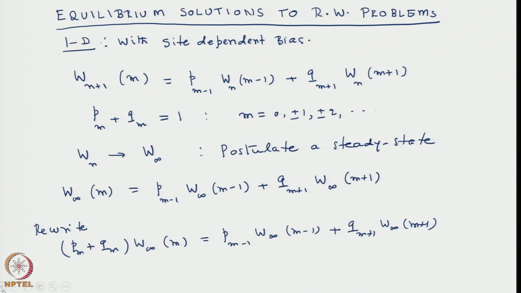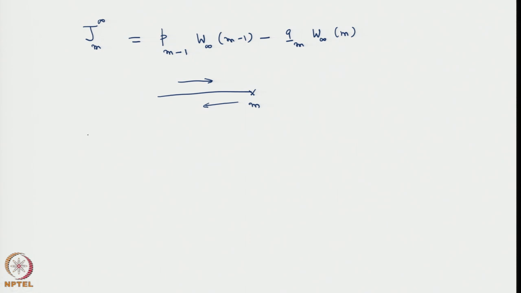So, with that definition, very easily we can identify the previous equation. If you go here, Pm minus 1 W infinity m minus 1 minus Qm W infinity m is going to be Jm by the definition, and the other term is going to be Jm plus 1, because here it is m plus 1 is involved in this. So, we can easily say that with this notation, my steady state condition becomes J infinity m plus 1 equal to J infinity m for all m, 0 plus minus 1 plus minus 2 etcetera.